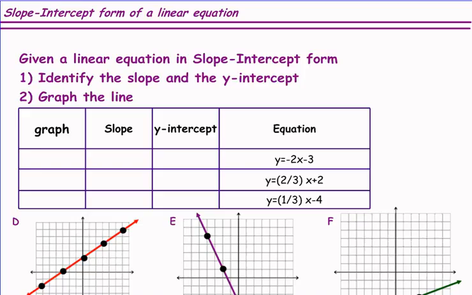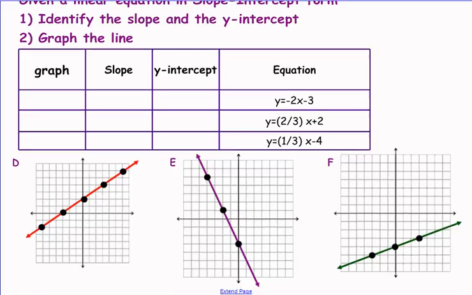So now we're going to be given a line in slope-intercept form. We need to identify the slope, the y-intercept, and then graph the line. So I have some lines graphed here. We're going to match them up, using what we know about slope-intercept form of a line. Remember that the equation for slope-intercept is y equals mx plus b, and m, not the x, just the number in front of x, tells us our slope, and b is our y-intercept.